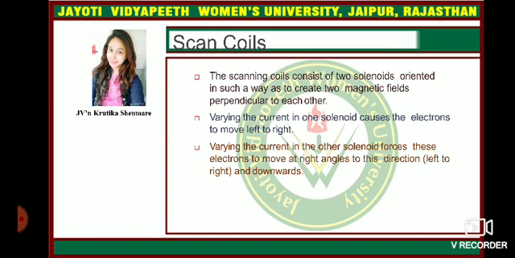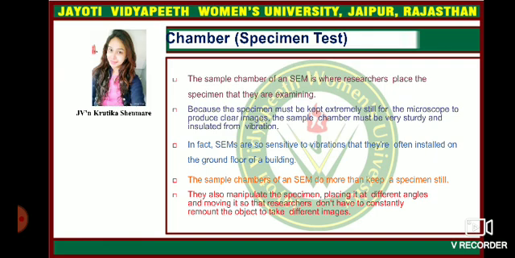Scan coils consist of two solenoids oriented in such a way as to create two magnetic fields perpendicular to each other. Varying the current in one solenoid causes the electrons to move left to right. Varying the current in the other solenoid forces these electrons to move at right angles to this direction, that is, downwards.